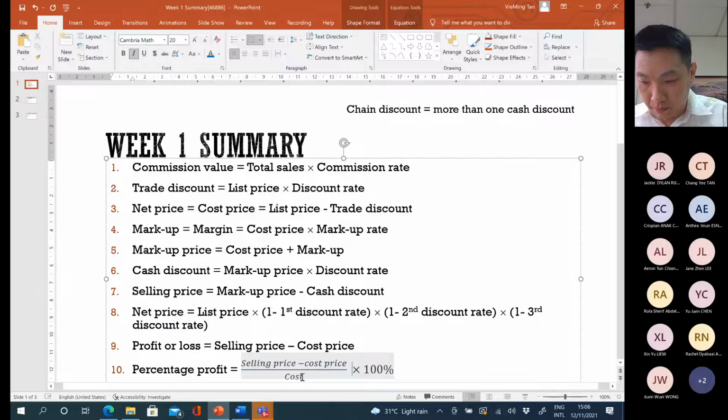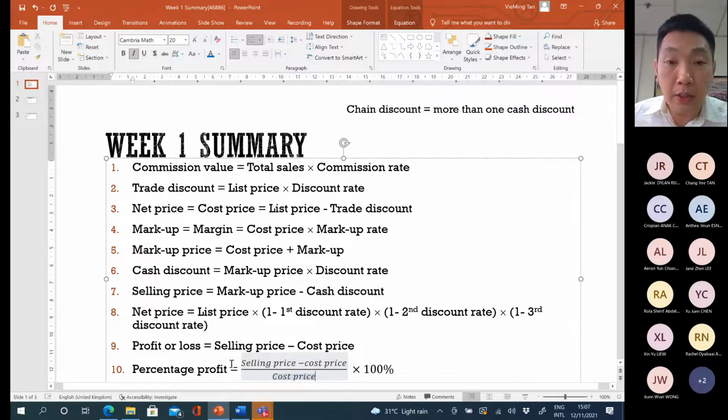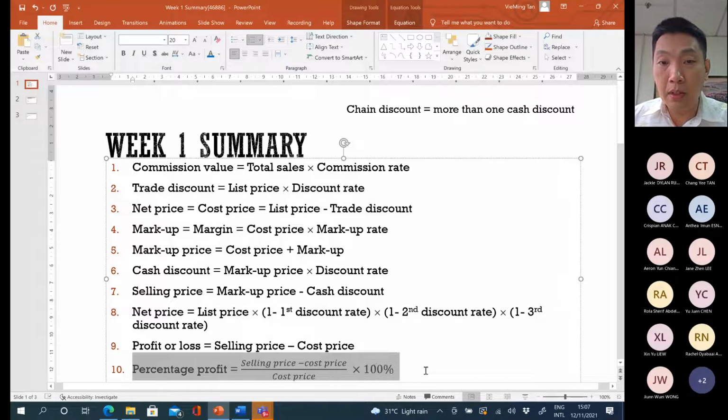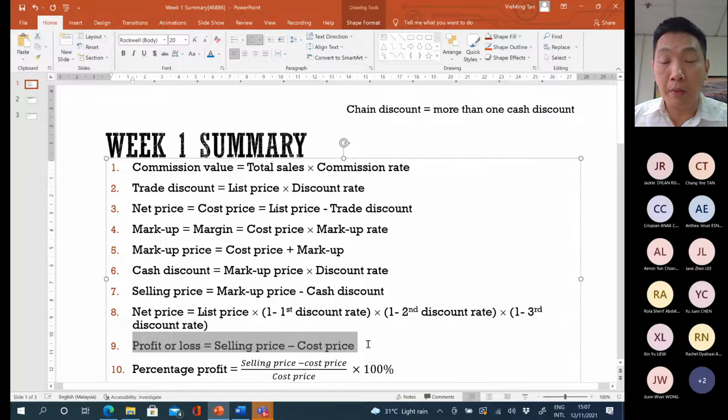Now I have to go to here. So the question is actually looking for this profit and loss. In fact, we need to use formula 9 to calculate the profit and loss, right? But now we don't know what the selling price is. We know the cost price, but the selling price for each car we don't know. So we need to use formula 10 to calculate the selling price for Proton A and Proton B first, before we can apply formula number 9 to calculate the profit or loss.